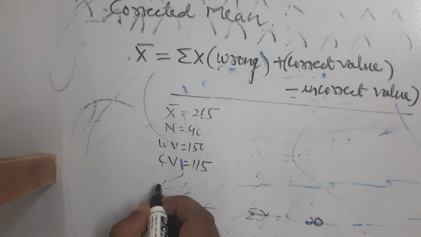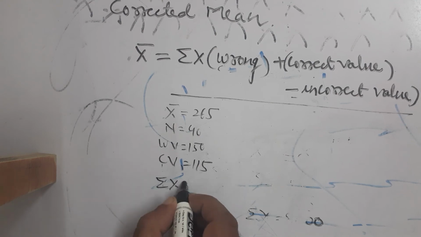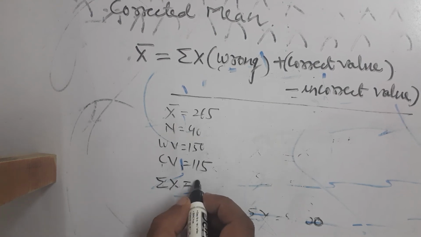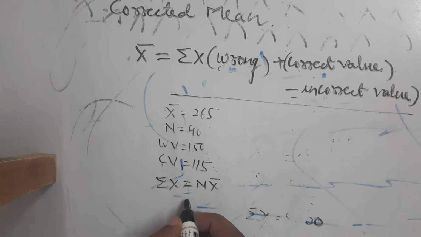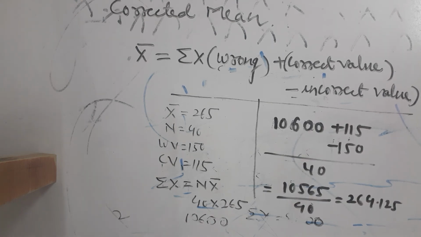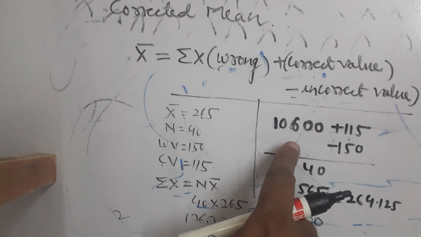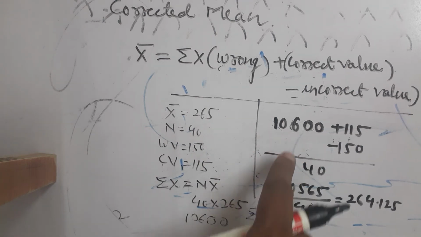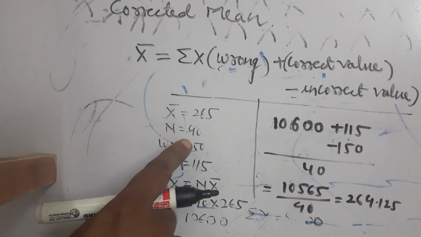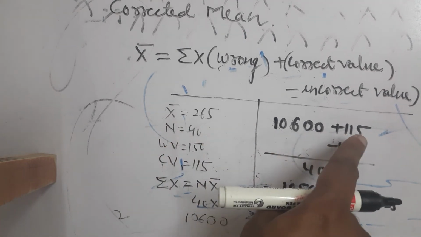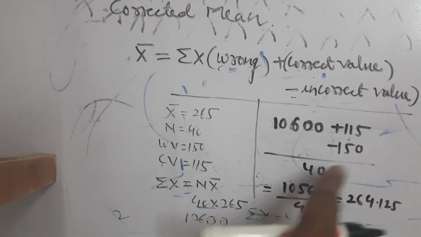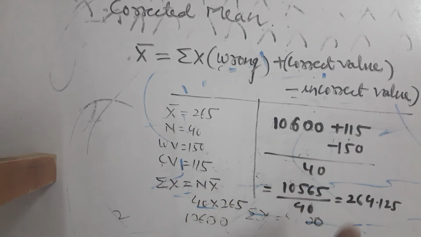So first of all, what will we do? We will find summation x. The wrong summation x, how will it be found? n into x bar. Our n is 40, x bar is 265. Now you see, we have taken 40 into 265, it is coming 10600. What is this? This is the multiplication of the given mean and number of students, plus correct value minus wrong value, divided by 40. 40 is the n.